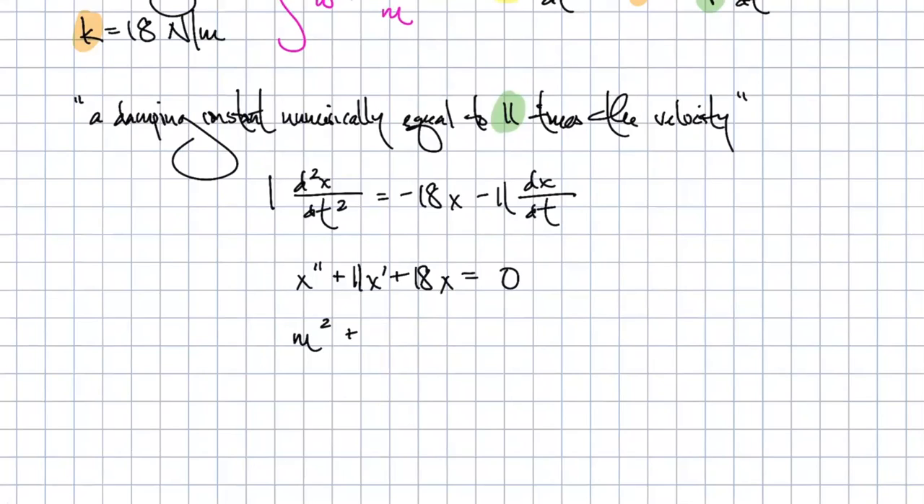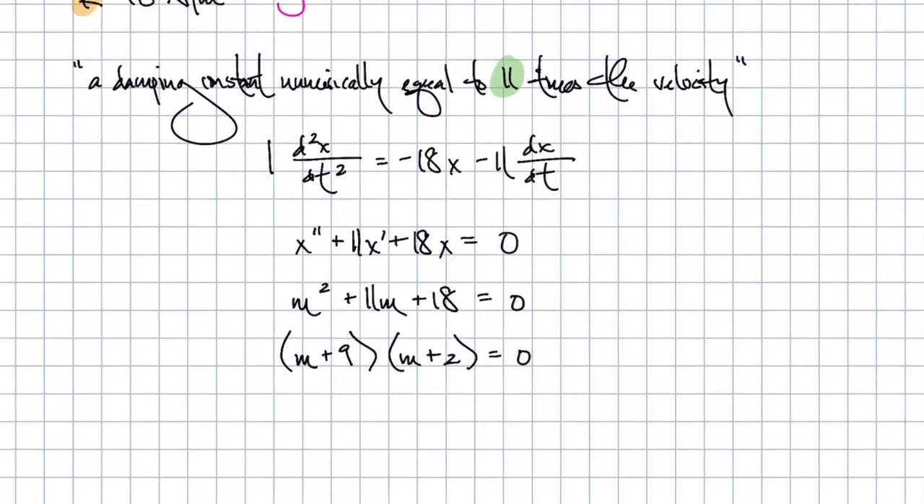All right, so m squared, or r squared, plus 11m plus 18 equals 0. This makes much more sense because now we can factor this more nicely, right? So we get (m plus 9)(m plus 2) equals 0. And then we can find our two roots as m equals negative 9 and negative 2.